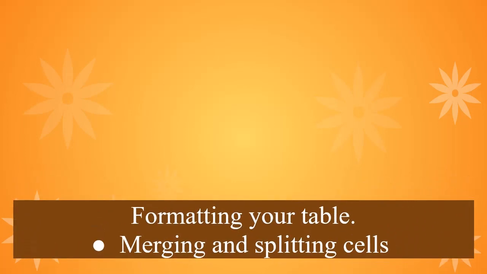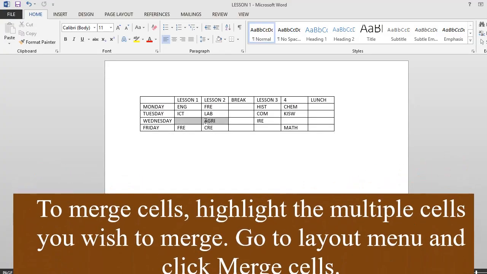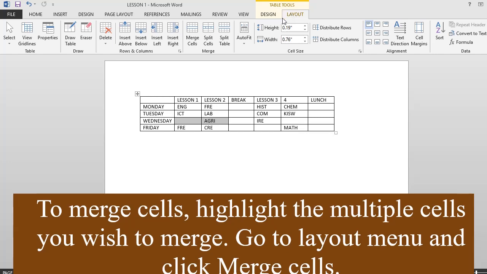Formatting your table. Merge cells. To merge cells, highlight the multiple cells you wish to merge. Go to the Layout menu and click Merge Cells.